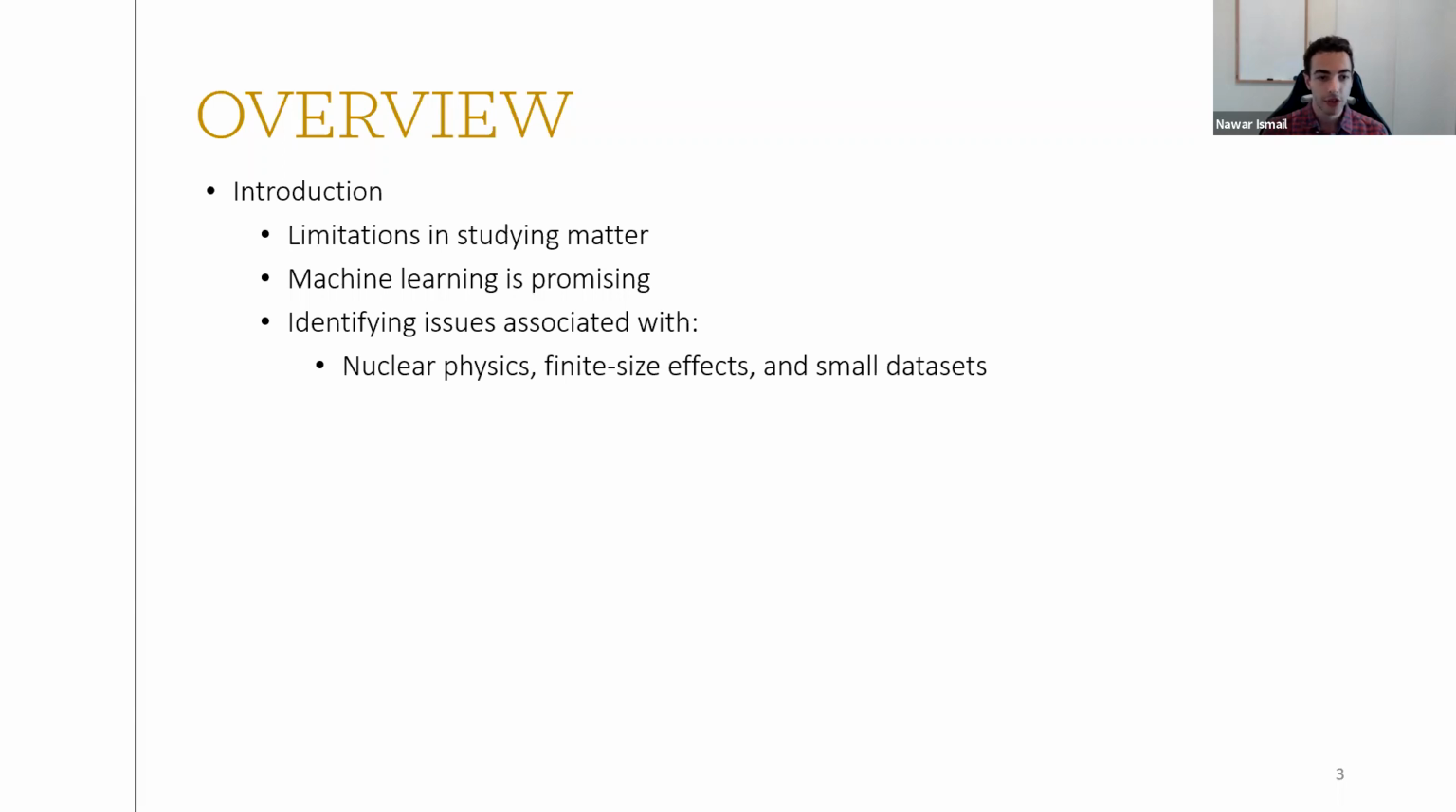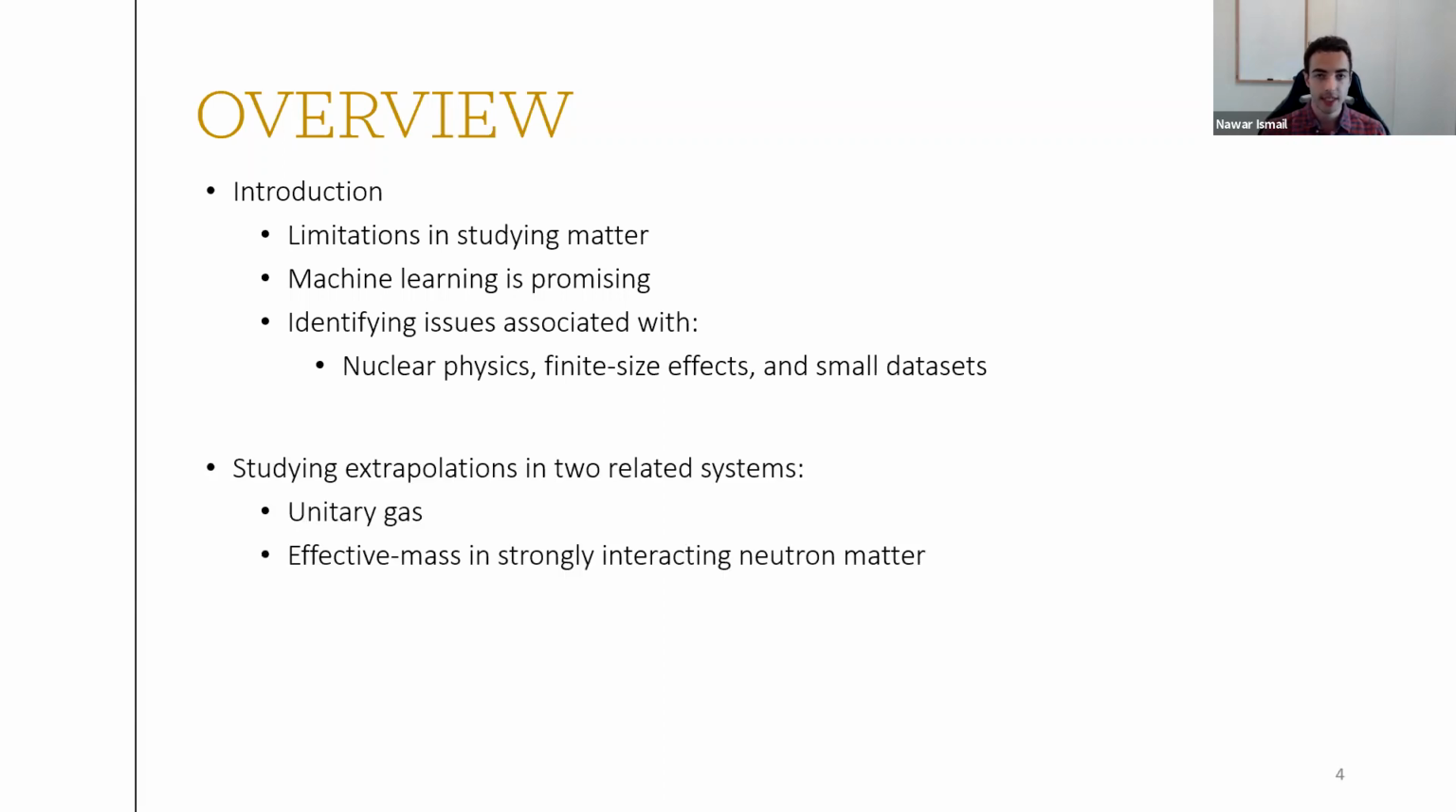To do that, we're going to be looking at two related systems, the unitary gas and the effective mass in strongly interacting neutron matter. These systems are related, and we can gain a lot of insight from studying them, and we'll see how we can perform these extrapolations in those cases.